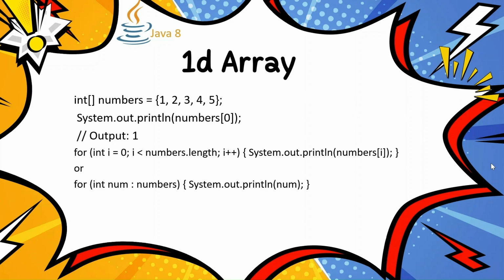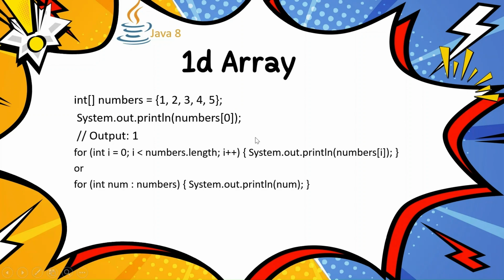Now to access or print an element from this array, I use the index. Remember, array indexing starts from 0. So numbers, square bracket, and I have passed 0 in it. So this numbers of index 0 will give me the output 1. This is going to give me the first element.